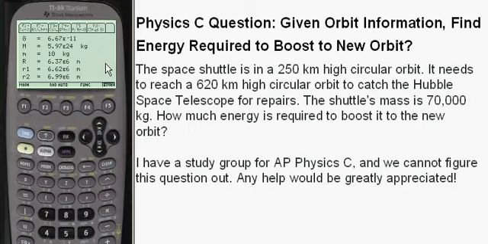So now we check and see whether everything is cool. Here's G, the gravitational constant. Here's the mass of the Earth. Here's the mass of the satellite. Here's the radius of the Earth. Here's the radius of the first orbit and the desired orbit next to it. Okay, so it looks pretty good. We could go back and change things if we wanted to.